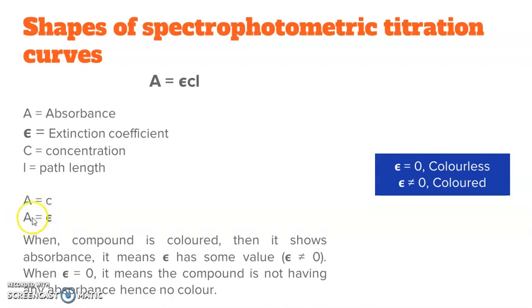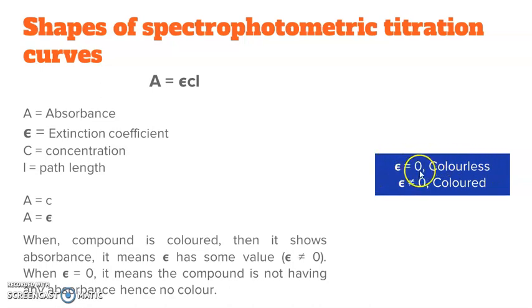Okay, so whenever there is a colored sample, we presume that this epsilon is not equal to 0. That is what I have written here. When epsilon has some value other than 0, then we presume that the sample is colored. When epsilon is 0, then there is no absorbance. If there is no absorbance, then the sample is colorless. That is the case where the compound is not showing any absorbance, and hence it does not have any color. So we should remember these two things.